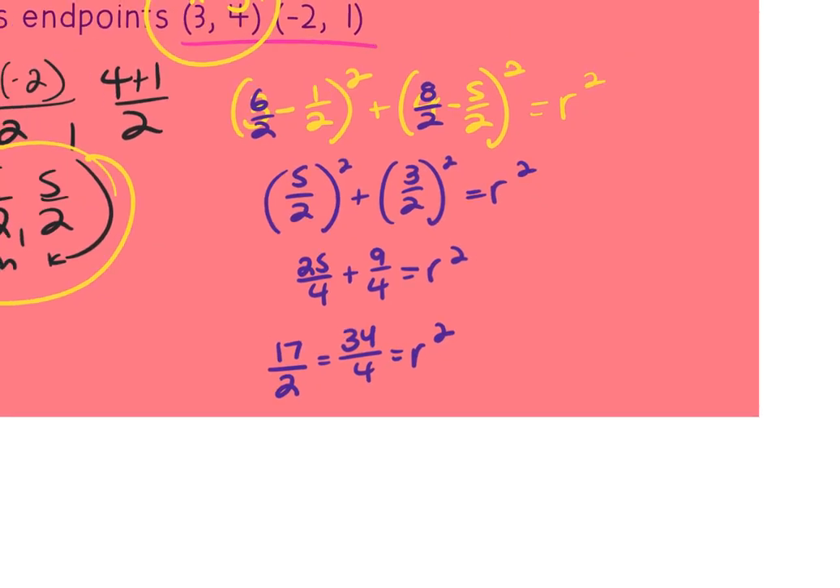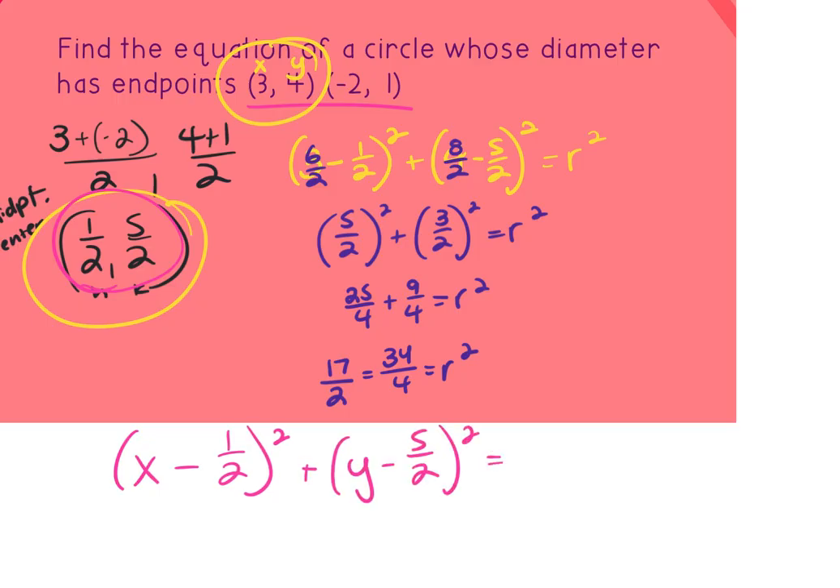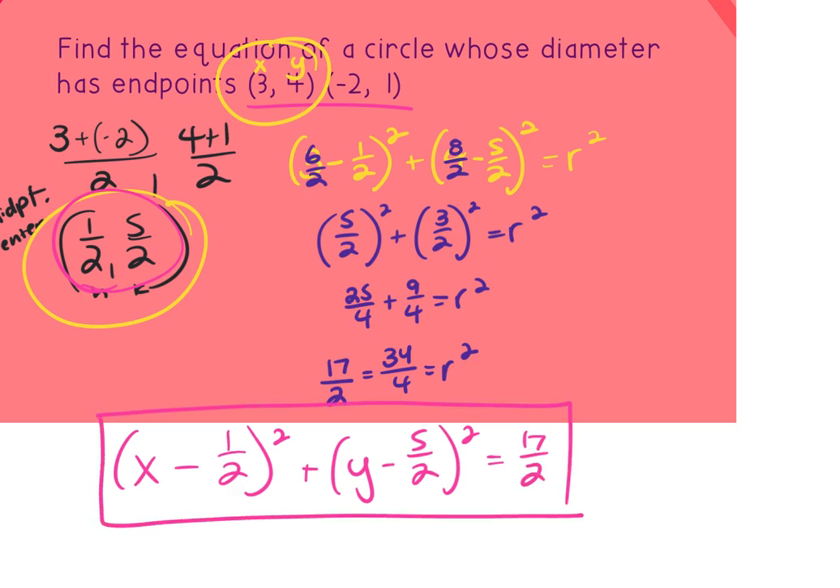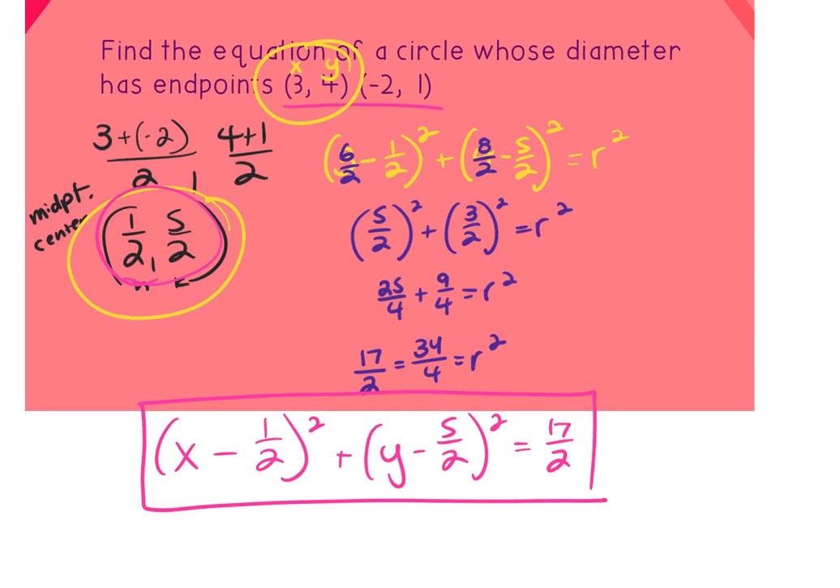So then for my equation, I'm going to be careful and make sure I pick the h, k, not one of the x, y's, and the center, and the radius squared. So I get x minus 1/2, squared, plus y minus 5/2, squared, equals 17 over 2. Questions? Okay.